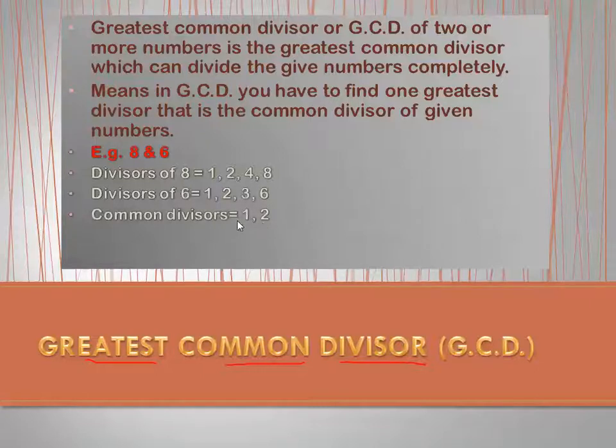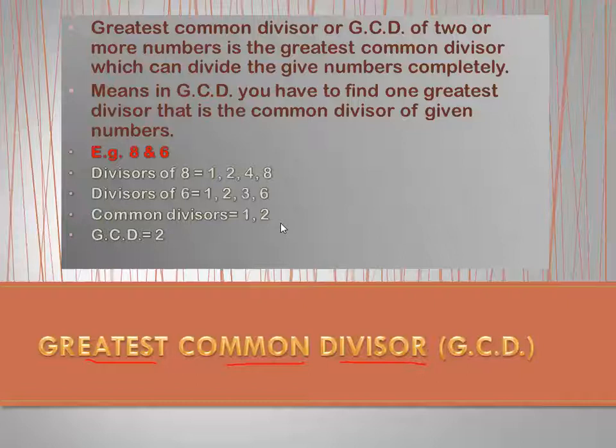But you are not only going to find the common divisor, you have to find their greatest common divisor. So their greatest common divisor, or GCD, will be 2. 2 is greater than 1, so that's why 2 is the greatest common divisor. Understand? They have two common divisors, 1 and 2, but you have to find the greater one. So the greater one is 2.